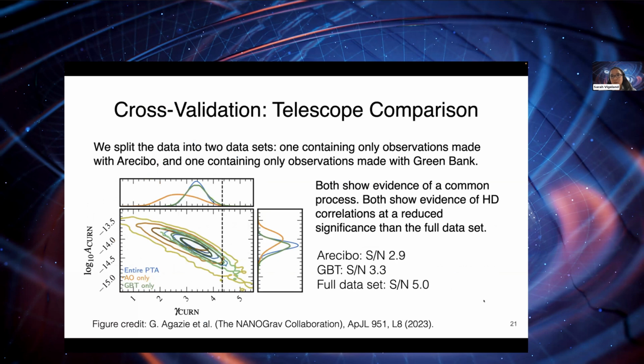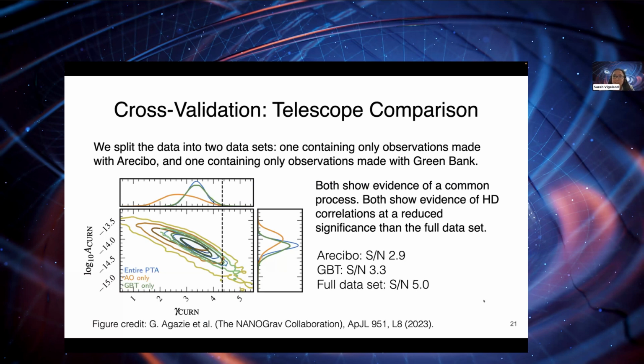Another cross-validation tool is to compare results taken with different telescopes. So what we did was we split the data into two data sets, one containing only observations made with Arecibo and one containing only observations made with Green Bank. For most pulsars, they're observed with either one or the other, so this is trivial.